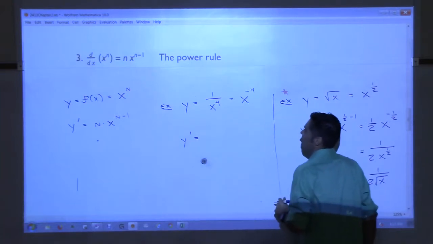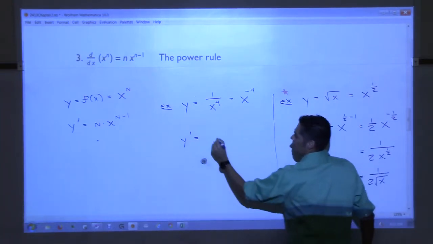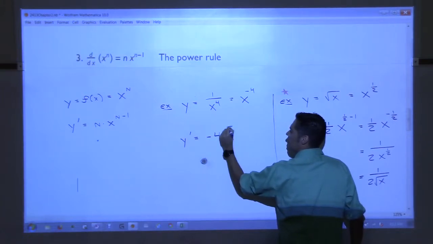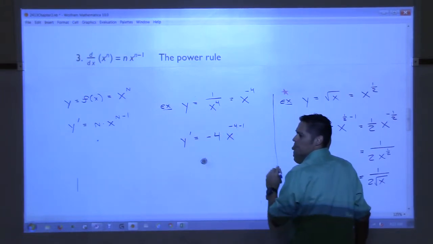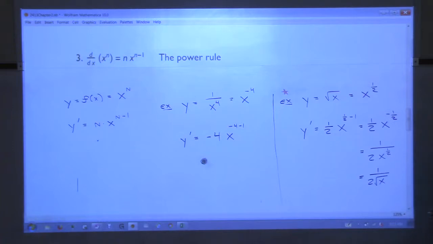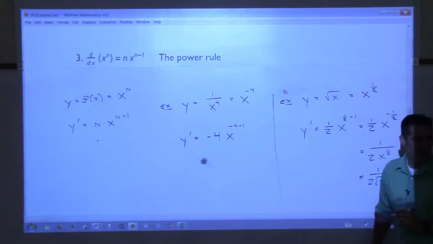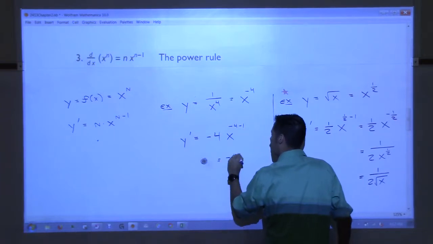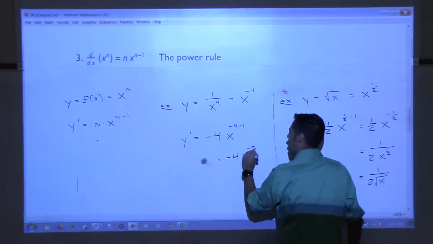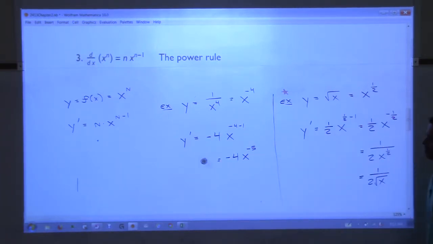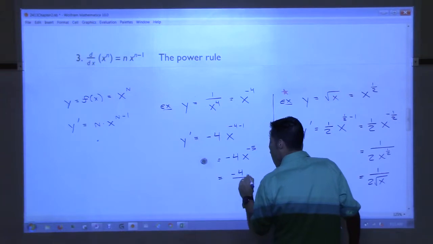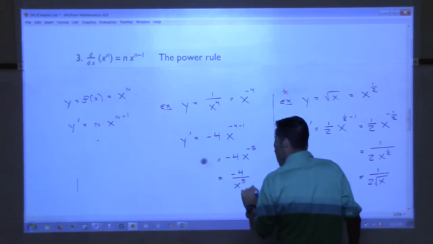So what's going to happen here? Negative 4 is going to drop out front. X to the, you're going to go negative 4 and take away 1, so be real careful there. Negative 5, right? So you're going to have negative 4 times x to the negative 5. And then you drop that x to the negative 5 down, and it becomes negative 4 over x to the 5th.